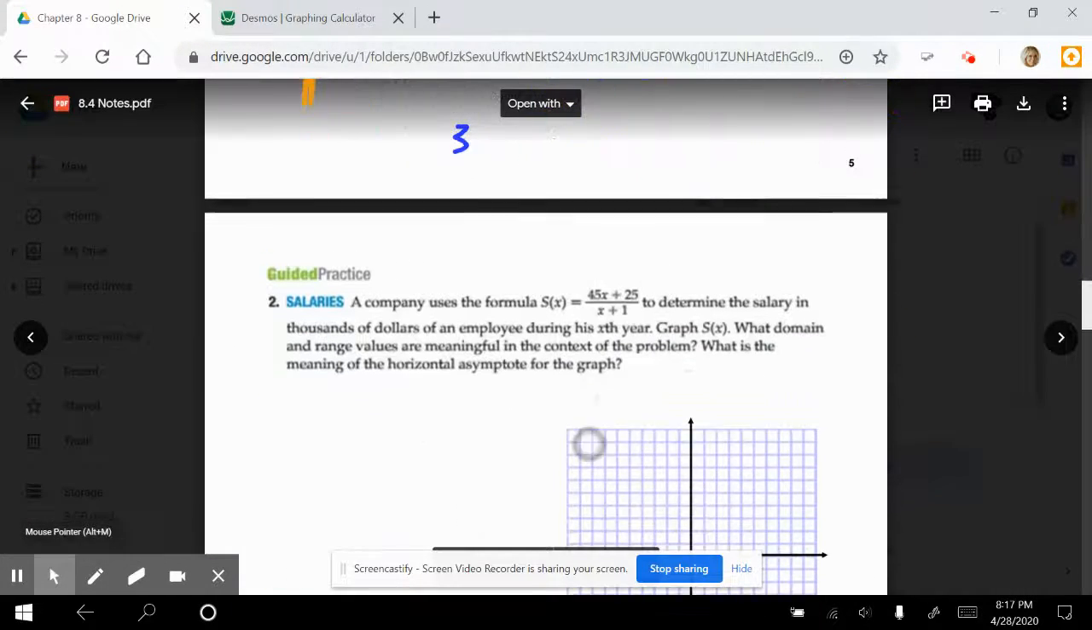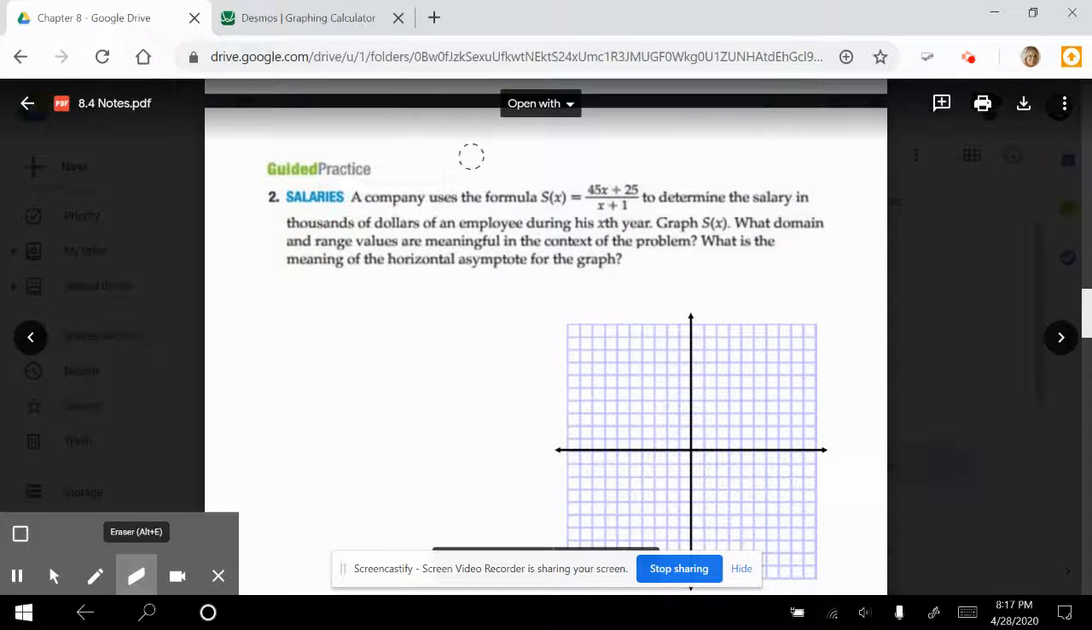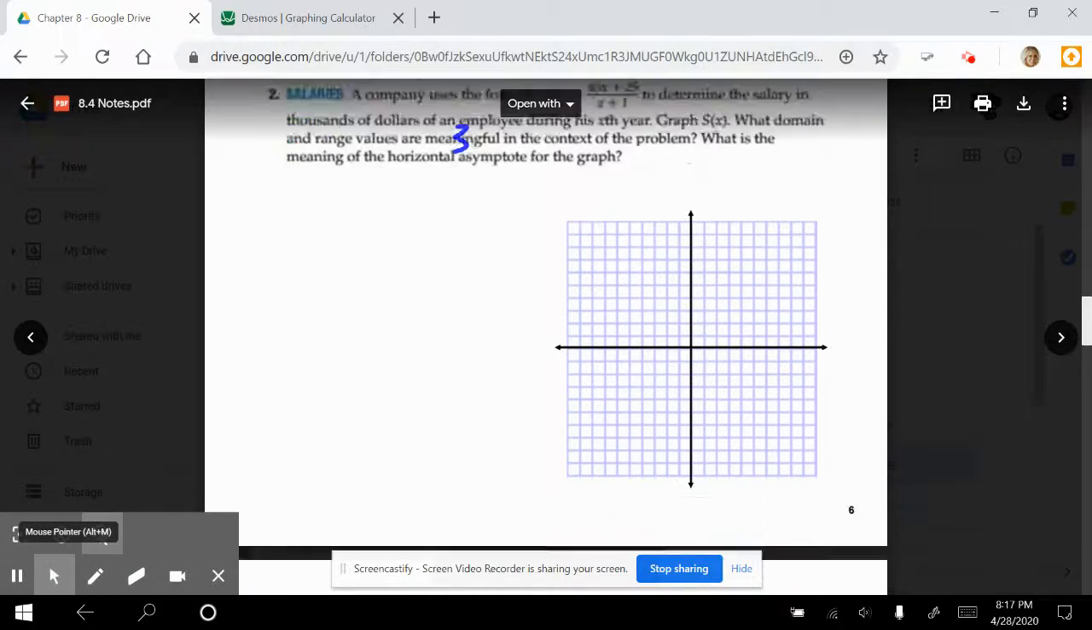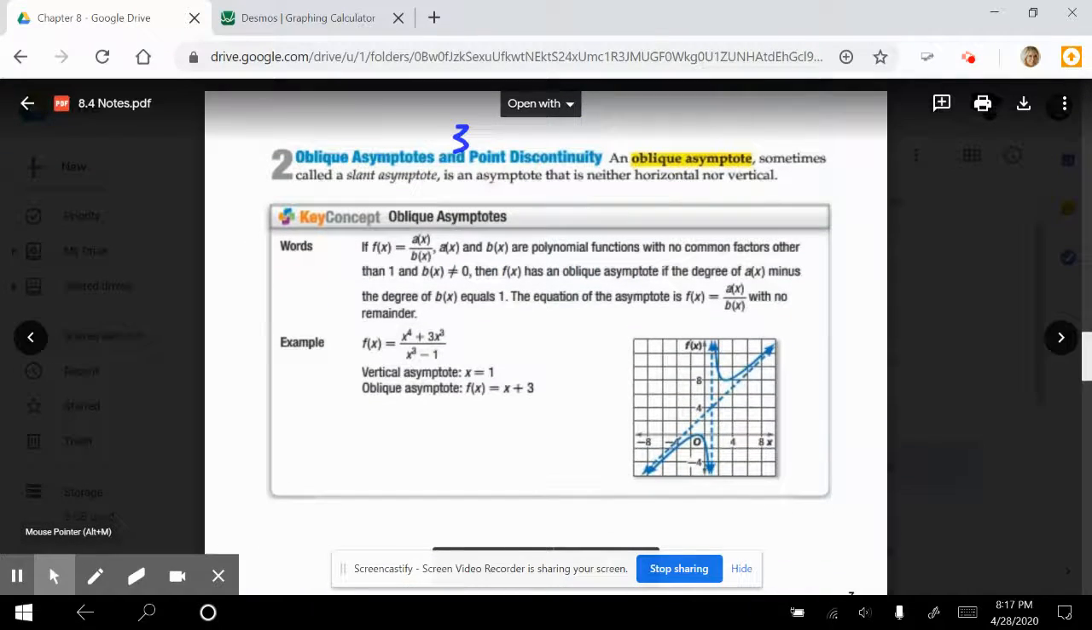Okay, here's a similar looking problem that you can try too. Now, the next thing we're going to talk about is called an oblique asymptote. Now, what is an oblique asymptote? Well, it says when we have f of x being a of x over b of x, and a and b are polynomial functions with no common factors except for 1, and b of x is not equal to 0, then f of x has an oblique asymptote if the degree of a of x minus the degree of b of x equals 1.